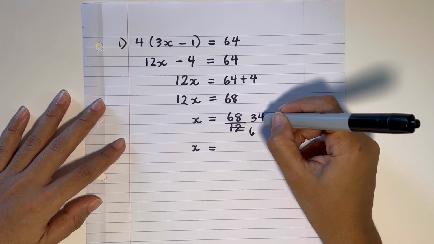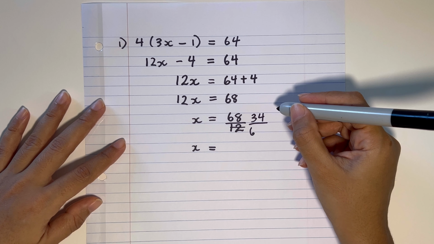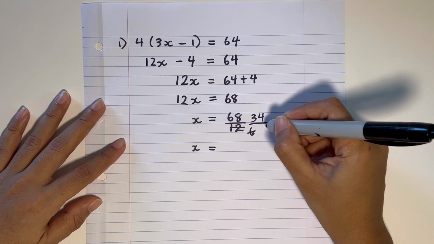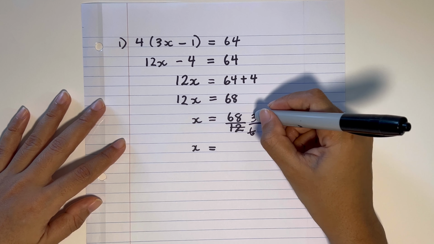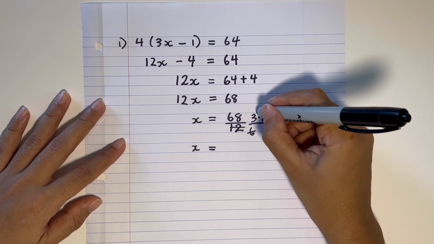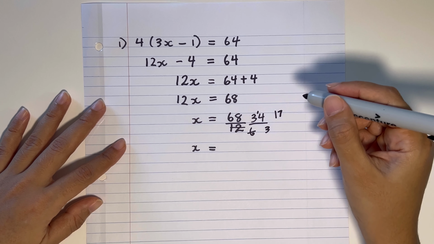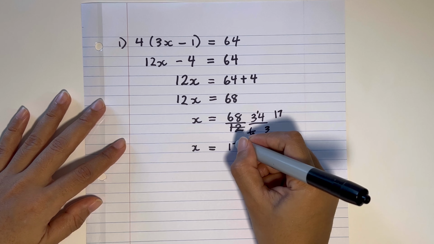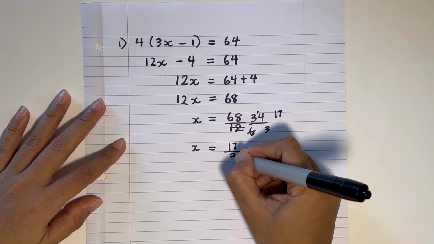So we get 34 on 6. We can go again, both even. 2 into 6 is 3. 2 into 34, well, 17. So x is equal to 17 over 3.